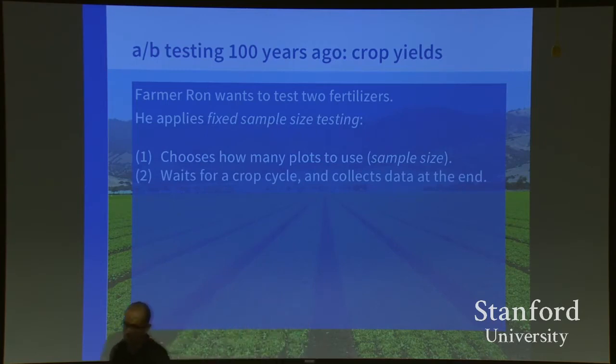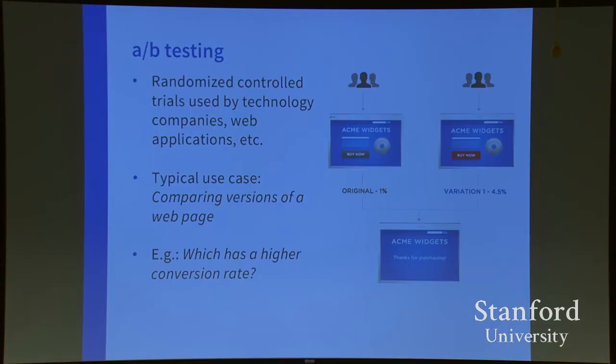Then what do you do? You wait for a crop cycle, and you collect your data at the end of the experiment. The only reason that phrase matters is that it's the phrase used in the tech industry. Otherwise, this should really be a talk called randomized controlled trials. Now, one of the themes of the talk is going to be that running A/B tests in the tech industry changes how we think about randomized experimentation, and I want to get to that.